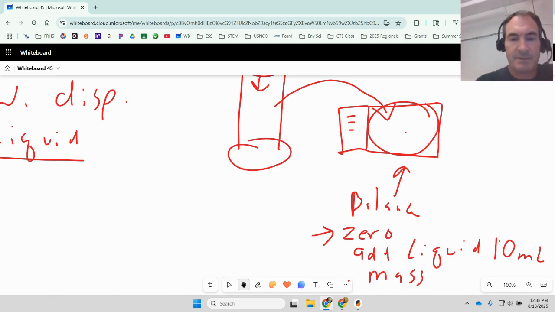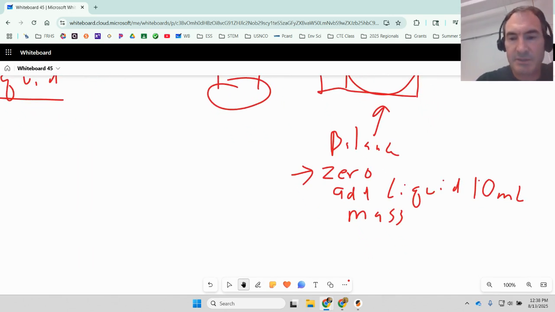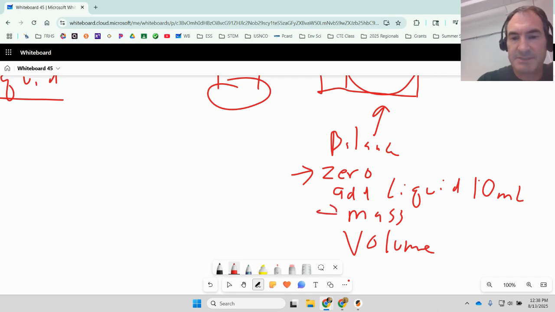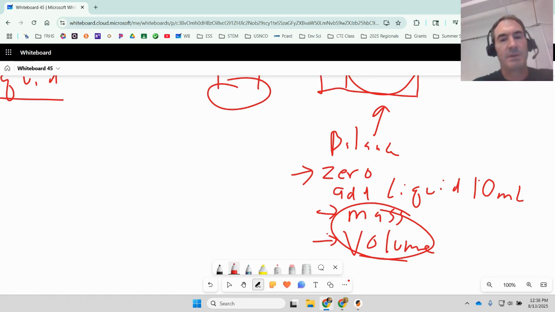Then you can look at your graduated cylinder and get the volume. So you're going to read after you take the mass. You can take it off the scale and read the graduated cylinder to get the volume. Then you'll have your mass and the volume, and you can calculate the density. All right, let's go back to the slideshow.